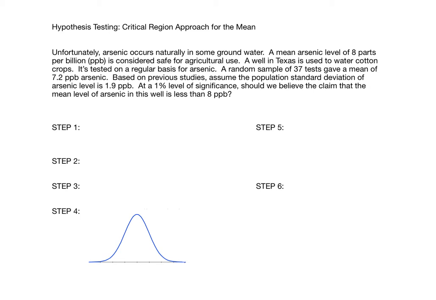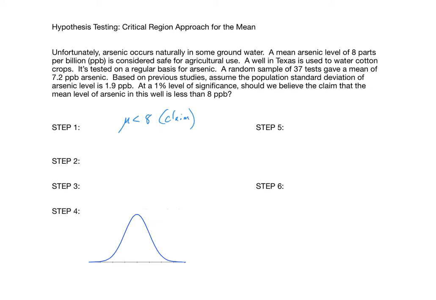So we're going to run through the 6-step process using the critical region approach. Again, step 1 is defining your hypotheses. So first, let's write down what the claim is. Should we believe the claim that the mean level of arsenic in this well is less than 8 parts per billion? So that claim is that mu is less than 8 parts per billion. And that is our claim. Again, you really want to write down the fact that it's a claim because it's going to play an important role when we get to step 6.